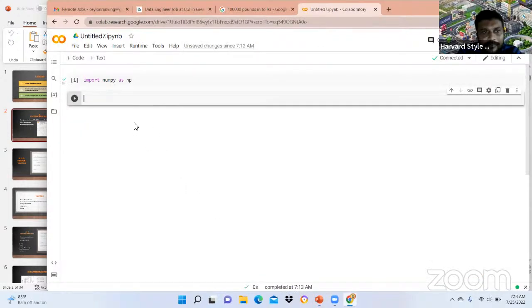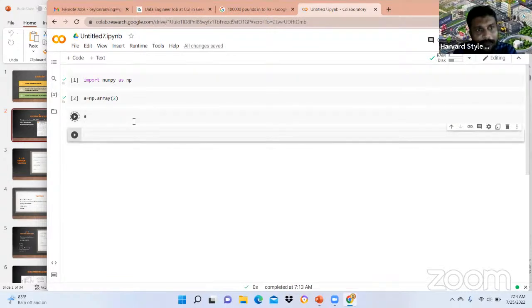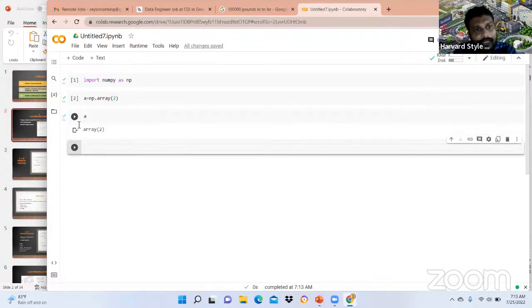So guys, anything, a or b or anything. np means numpy.array. Any number you can put. Now you will be getting it as an array. So if you put a here and enter, you will be getting this one.